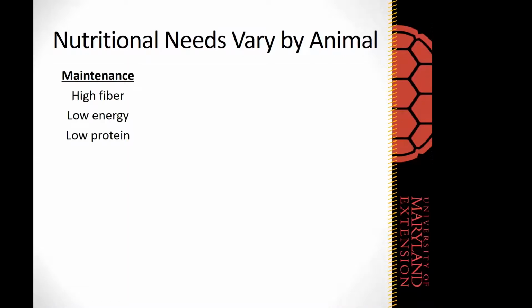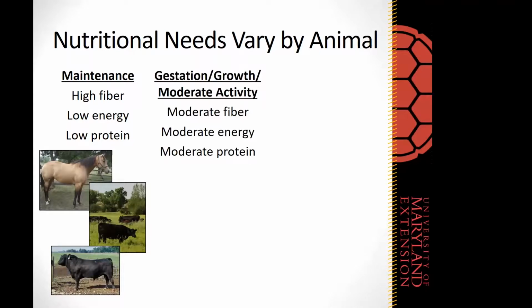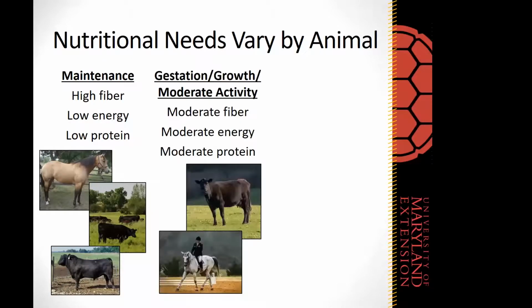So for an animal at maintenance, that would be, say, a dry, mature beef cow, or maybe a bull not during breeding season. It's just at maintenance. They need something that's a little bit higher in fiber, a little bit lower in energy, and a little bit lower in protein. They don't have a high energy or protein requirement at that life stage. If they're in that moderate category, that might include a beef cow that's pregnant but hasn't calved yet, or maybe an animal that's growing. They might need a moderate fiber level, moderate energy, and a moderate protein. They have a little bit higher requirement than those animals at maintenance.